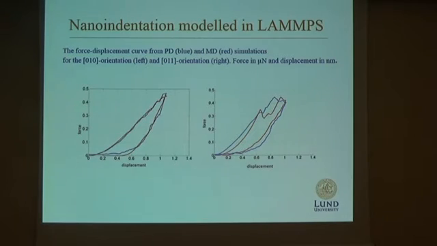From such a curve, one can extract, for example, the Young modulus. The Young modulus is usually determined from this slope here. Another parameter that's interesting is the hardness. Those curves are usually used for extracting those 2 parameters.